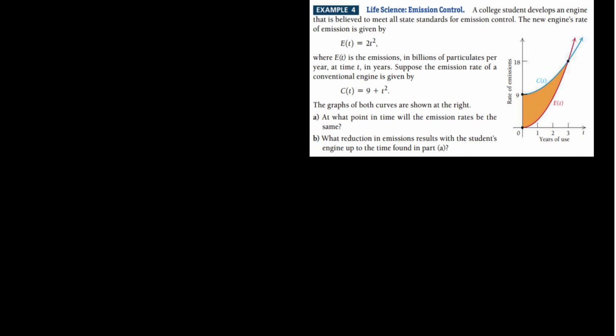Okay, so we're trying to figure out A, at what point in time will the emissions rate be the same? Well, we want to figure out when they're going to be the same. That's just going to be where they're equal to one another. So A is an intro to college algebra problem. We just equate them. So we're going to say 2t squared is equal to 9 plus t squared. All right, so we've got t squared. We subtract.